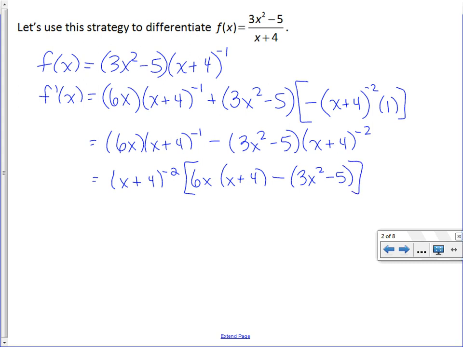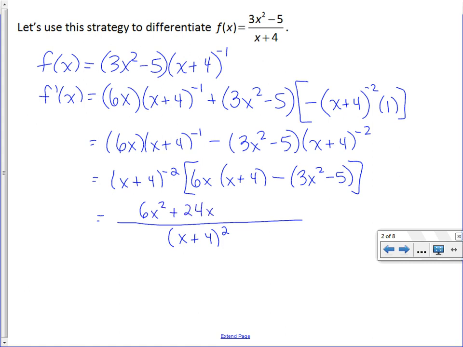So now it's all about cleaning up what's in the square brackets. Where am I allowed to put the (x plus 4) to the negative 2? I can just make that the denominator. So we're going to have (x plus 4) squared, and then I'm just cleaning up my numerator. Distribute 6x to (x plus 4): 6x squared plus 24x.